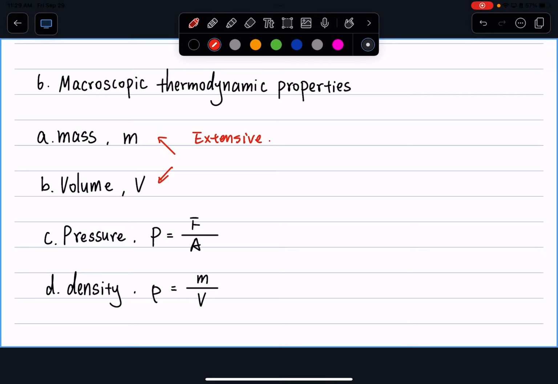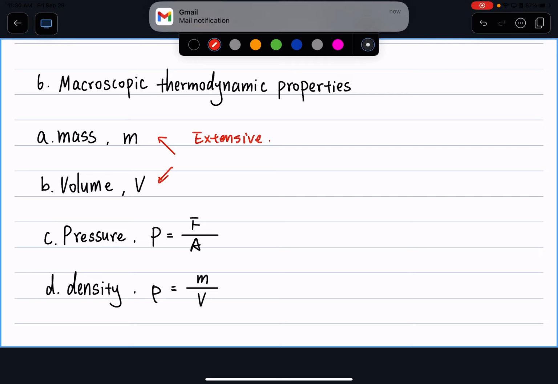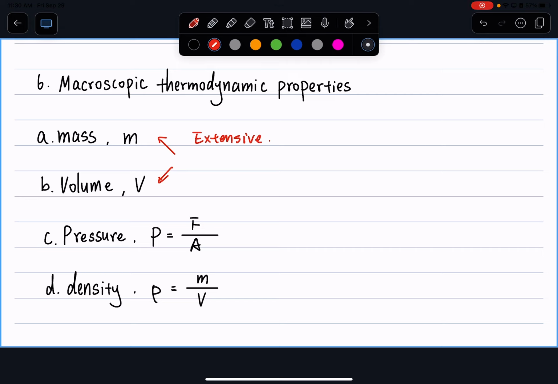So mass and volume are your typical extensive properties. So what does extensive mean? Extensive tells you it's one whose value is equal to the sum of its values for the parts in the system. I know it sounds weird, right? So now imagine I have my coffee and I have my cell phone. The mass of these two objects, you have mass 1, you have mass 2, and you add them up, it adds to the total mass.